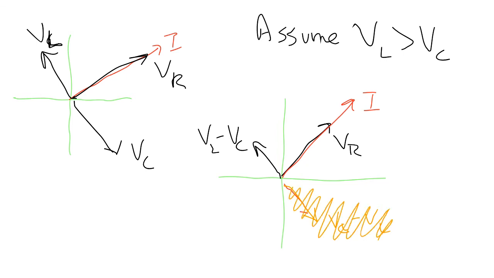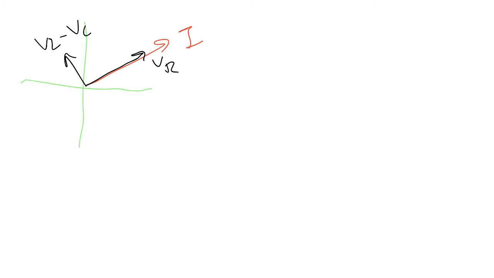All right, about to erase this screen. And erase. Set up my axes again. And we have our current going in this direction. We have V sub R that way, and then we have our VL minus VC. This is a right angle here. Now, the EMF should be the sum of these two vectors here. That should be the EMF.